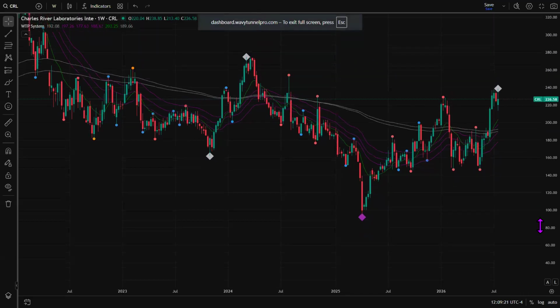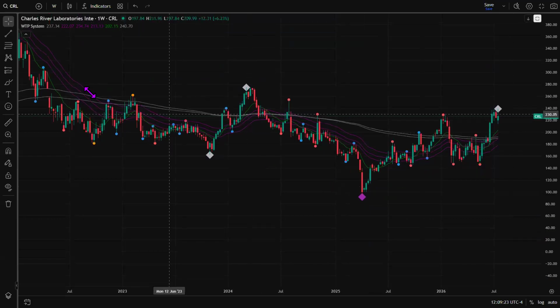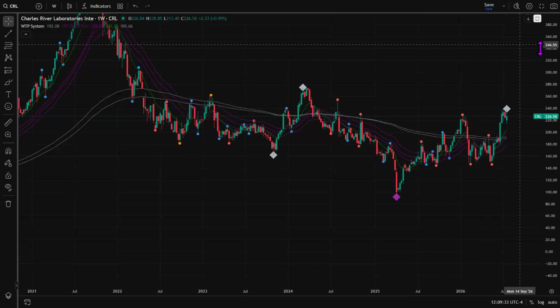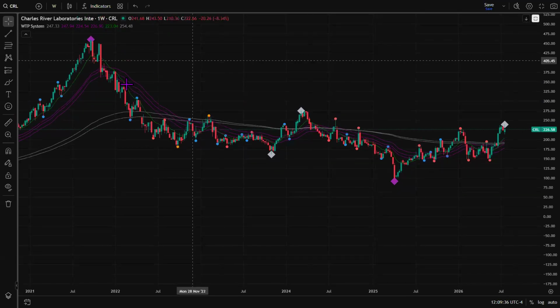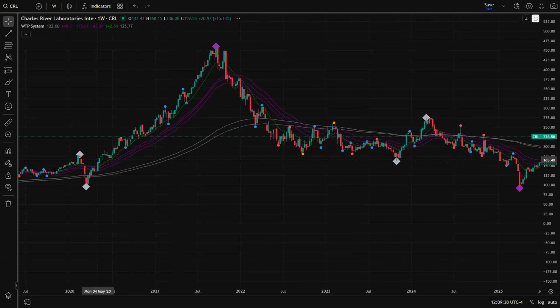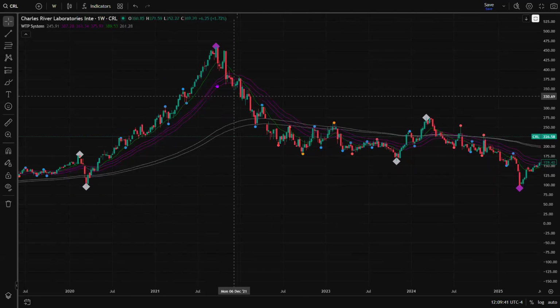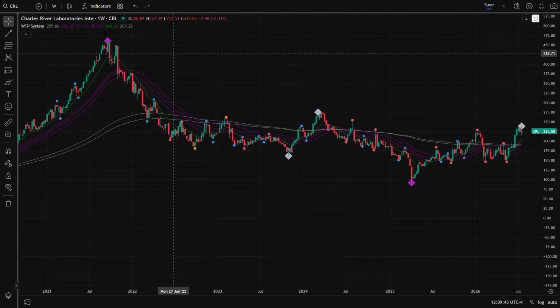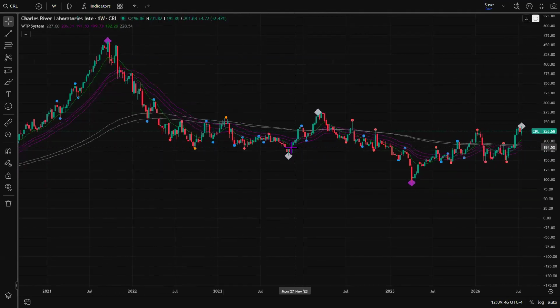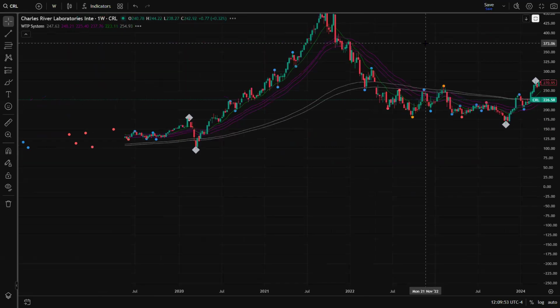Let's have a look. This has been a choppy one, hasn't it? Fairly choppy. Let's just go back a little bit further. So we had a very strong uptrend here, and then we failed. We failed, and we had a nice correction. But this is the weekly, so it wasn't just a correction. The wave actually went below the tunnel. So that doesn't bode well for CRL, does it?